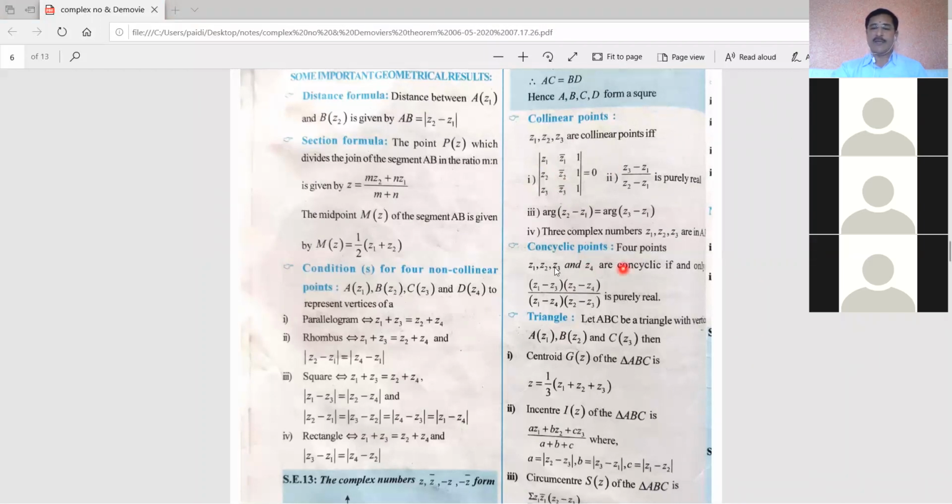Concyclic points. If Z1, Z2, Z3, Z4 are 4 concyclic points. Concyclic means the points which lie on a circle are called concyclic. If the 4 points lie on the same circle, then the condition is Z1 minus Z3 into Z2 minus Z4 by Z1 minus Z4 into Z2 minus Z3 is purely real. If this expression is purely real, then the 4 points are said to be concyclic.